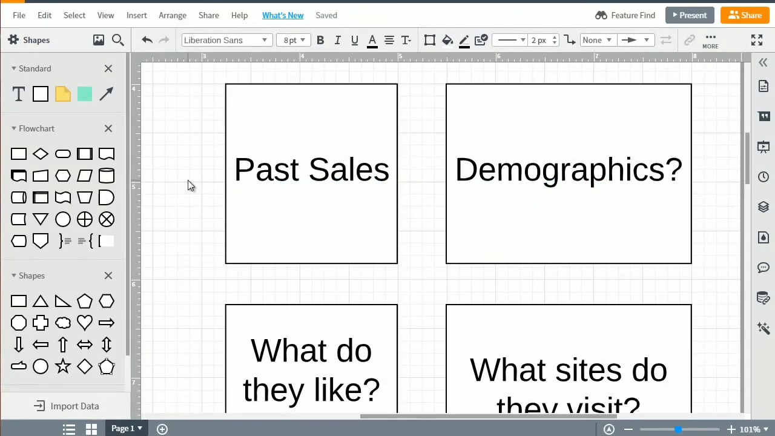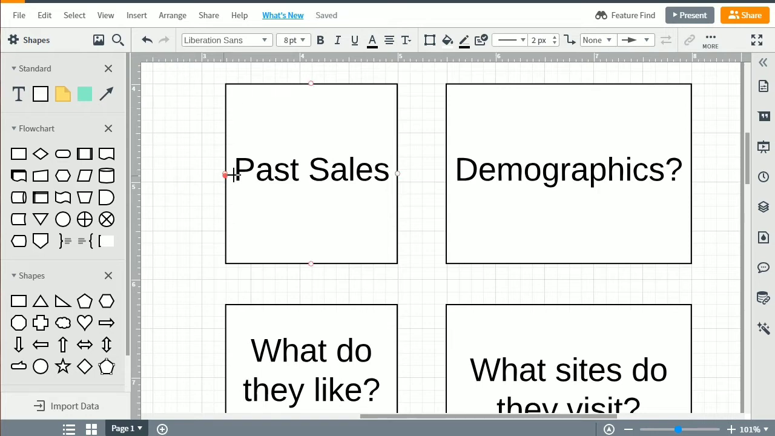So one of the easiest ways to develop who you're targeting is to look at your past sales and try to develop what that person may look like. So if you have past emails, maybe a Facebook group or a community, take a look in there and try to see a pattern.